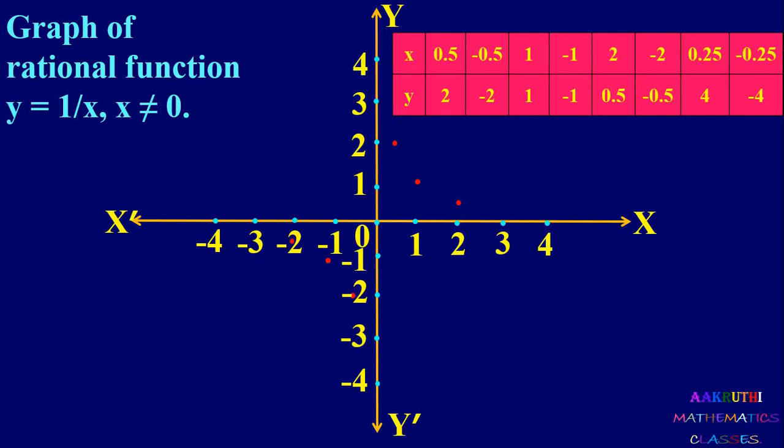When x equal to 0.25, y value is 4. When x equal to minus 0.25, y value is minus 4. We get all these points for different values of x. We get values of y like this. We join all these points, we get graph like this.